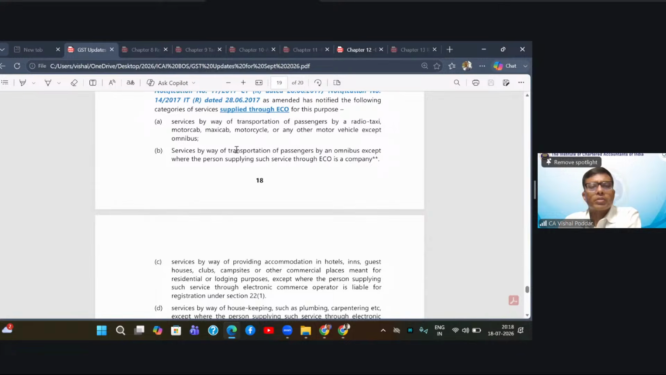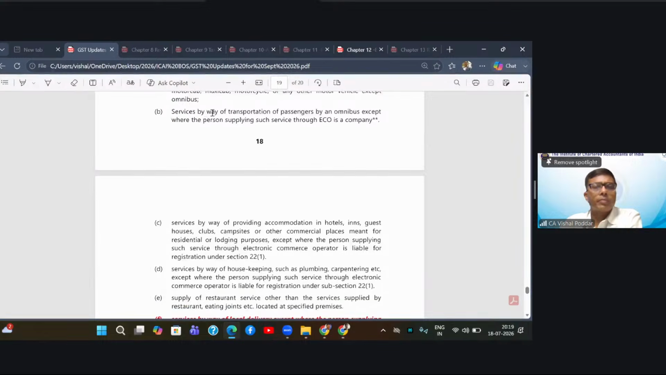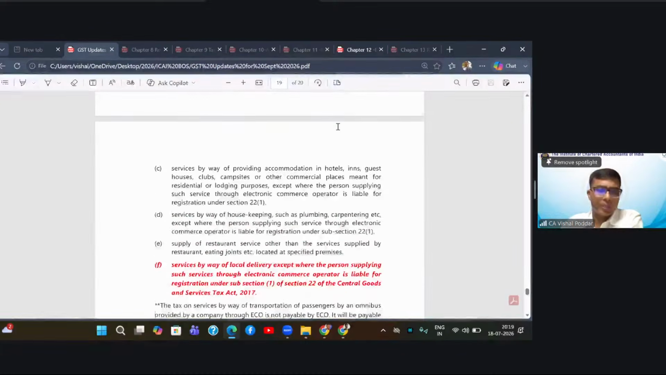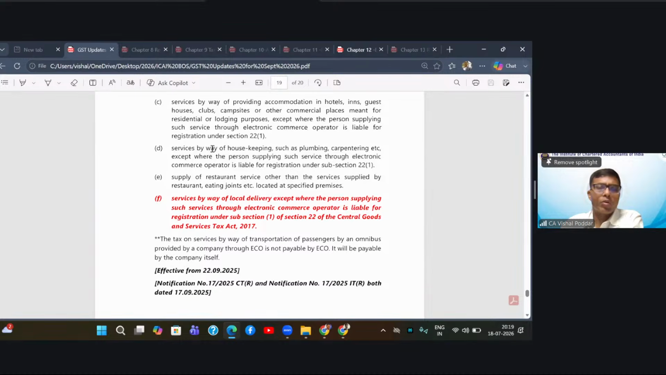What are the services covered under 9(5), on which it is always the ECO who has to pay tax? First, service by way of transportation of passengers. This is the Ola Uber service. Next, services by transportation of passengers in omnibus, except where the person supplying such service through the ECO is a company. Next, services of providing accommodation in hotel, guest house, clubs, campsite, etc., except where the person supplying such services through the e-commerce operator is liable for registration. So this is where you book a hotel.